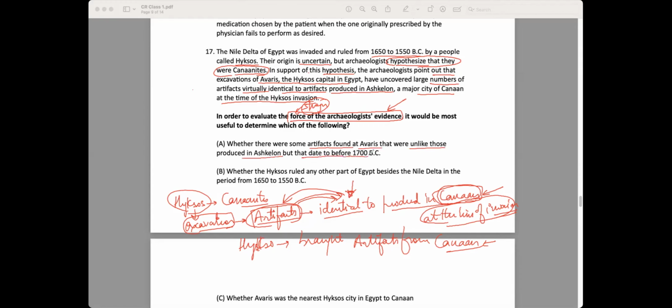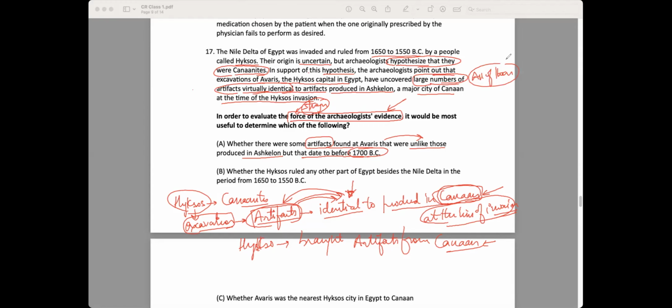That's not the point of argument. That's not the reasoning used. That's not the part of the evidence that we are using. Our argument is not based on whether all of them were identical or some of them were identical. No, that's why this option is out. It will not decide anything for that matter. Right? Everybody agrees with me on this?